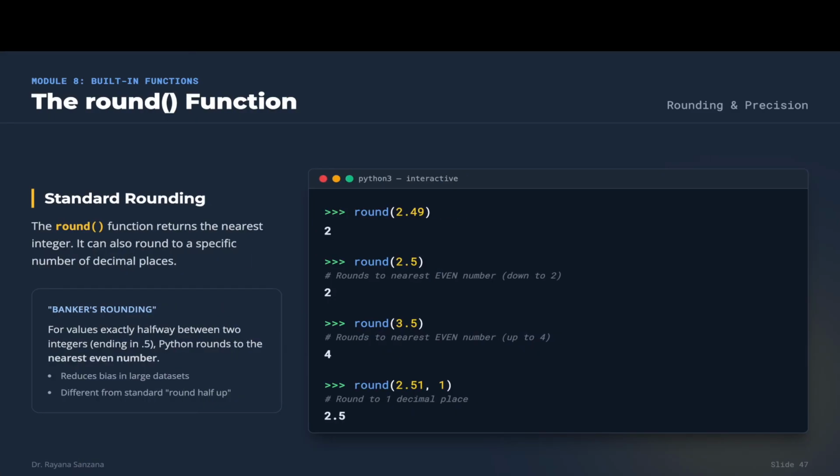The round function usually works as you expect, returning the nearest integer. However, Python uses banker's rounding for ties. This means numbers ending in 0.5 are rounded to the nearest even number, not always up. For example, 2.5 rounds to 2, but 3.5 rounds to 4. This reduces statistical bias in large datasets. You can also pass a second argument to specify the number of decimal places, like round(2.51, 1).